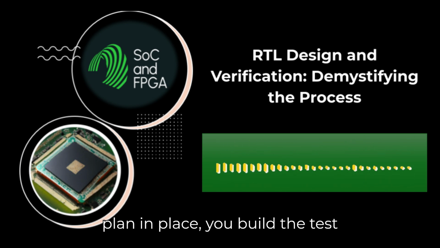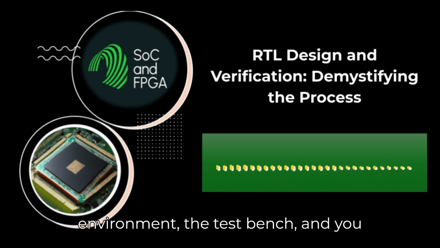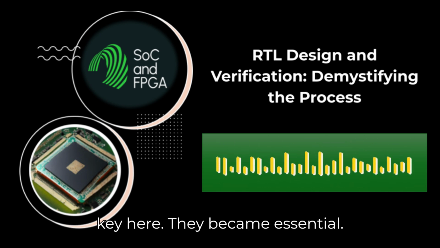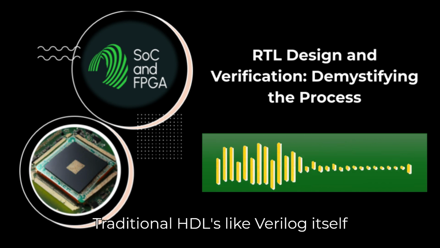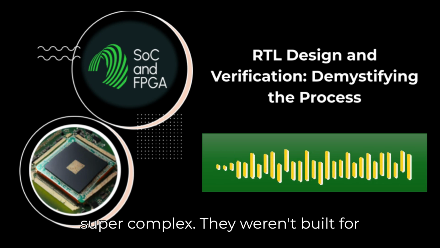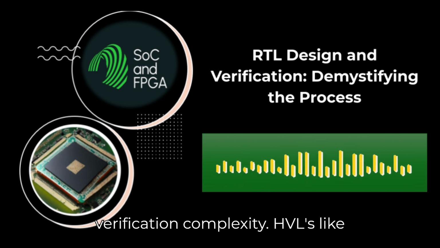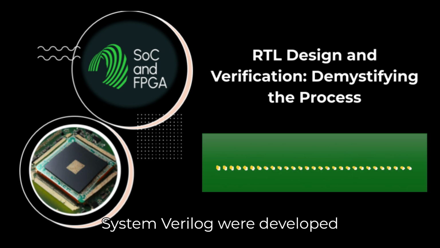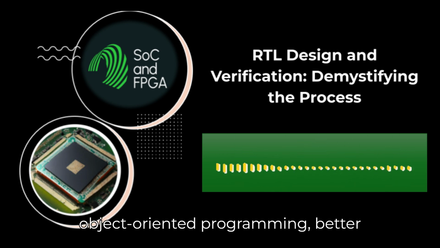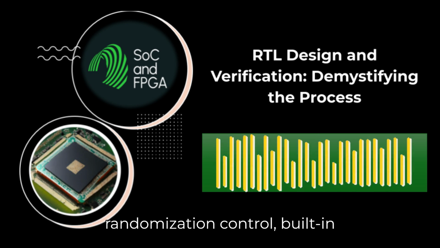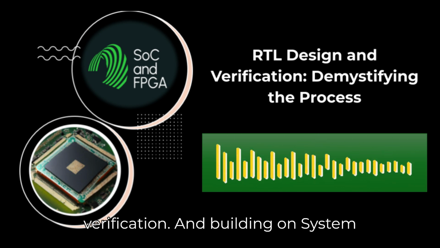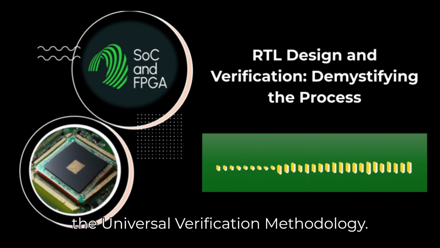So with the plan in place, you build the test environment, the test bench. And you mentioned hardware verification languages. HVLs like SystemVerilog are key here. They became essential. Traditional HDLs, like Verilog itself, could be used for simple test benches, but they really struggled as designs got super complex. They weren't built for verification, really. Not for modern verification complexity. HVLs like SystemVerilog were developed specifically to tackle this. They offer much more powerful features: object-oriented programming, better randomization control, built-in functional coverage, things you desperately need for complex verification. And building on SystemVerilog, there's this thing called UVM, the Universal Verification Methodology.